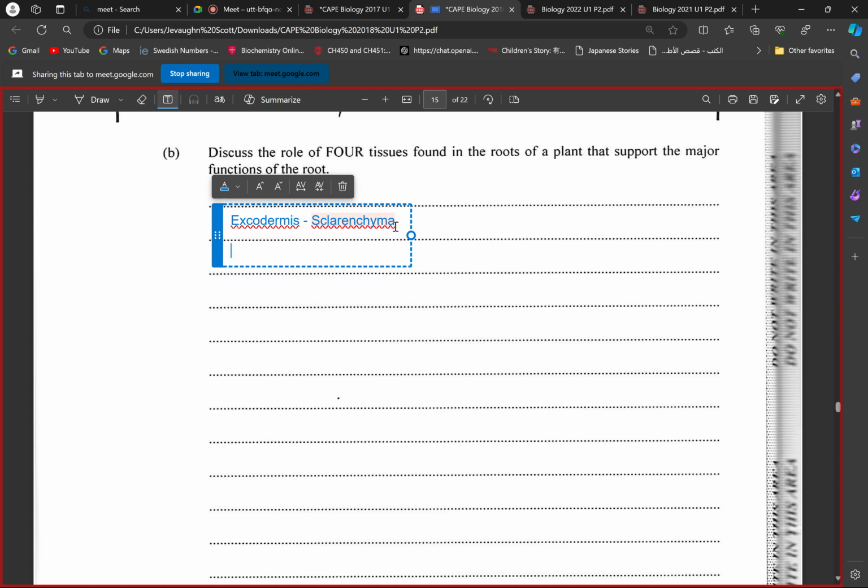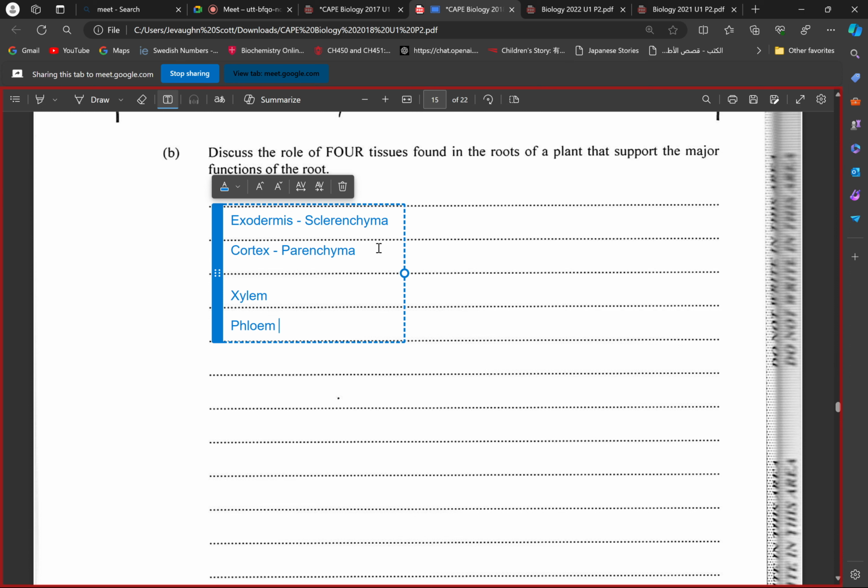I'm going to fix the spellings. The cortex is the parenchyma. I spelled sclerenchyma wrong. Alright, so the exodermis is the sclerenchyma. Some people can also speak about the xylem and the phloem as well. We know the flow of water throughout these things.